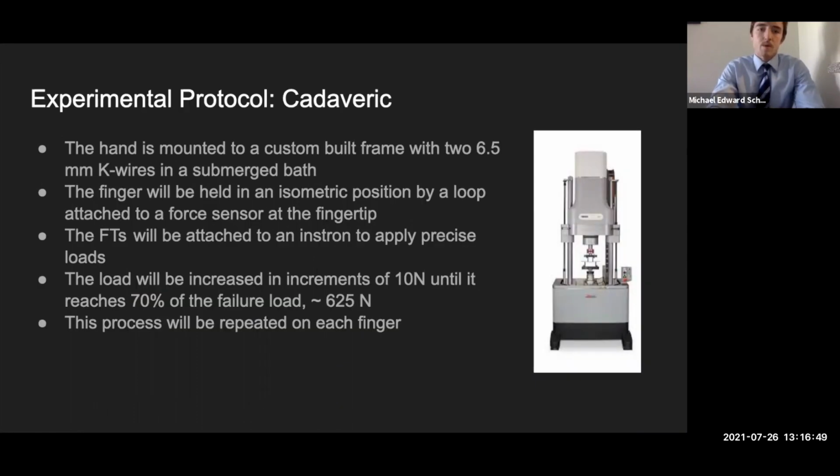For the cadaveric protocol, a hand will be mounted to a custom-built frame with 2 6.5mm K-wires in a submerged bath. The finger will be held steady by a loop attached to a force sensor at the fingertip. The flexor tendon will then be attached to the Instron from a pulley from the proximal side. The load will then be increased in increments of 10 until it reaches 70% of the failure load, starting at approximately 25 newtons as a preload. This will be repeated on each finger.